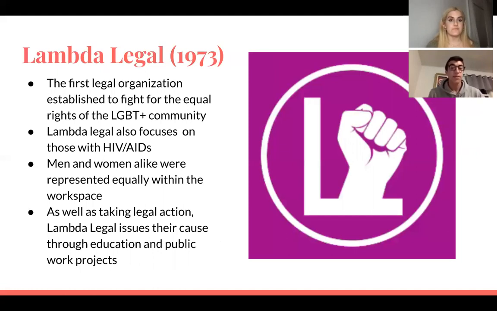In 1973, Lambda Legal formed. This was the first legal organization that was established to fight for the equal rights of the LGBTQ+ community. Lambda Legal also focuses on those with HIV and AIDS, the AIDS epidemic. In this organization, men and women alike were represented equally within the workspace, so it's actually one of the first organizations to include true gender equality. As well as taking legal action, Lambda Legal pursues their causes through education and public work projects.